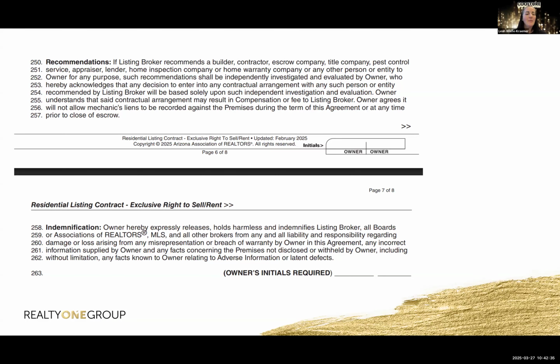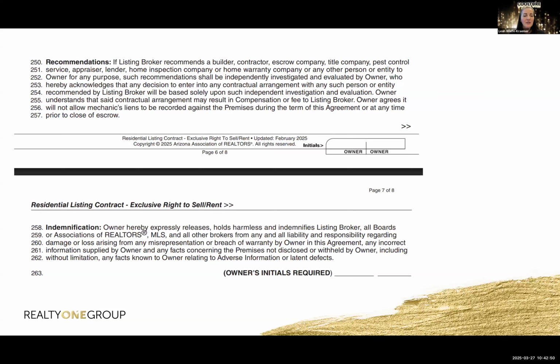Owner agrees it will not allow mechanics liens to be recorded against the premises during the term of this agreement or at any time prior to close of escrow. That's reiterated in the contract as well. Don't do something that's going to cause a problem for payment purposes because it will blow up closing.